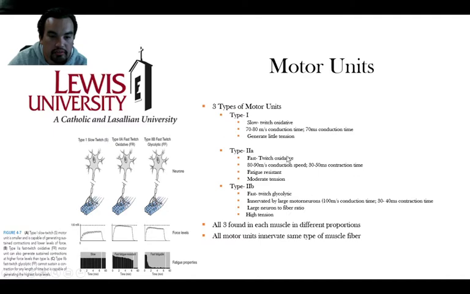Type 2A, these are our fast twitch oxidative muscle fibers, okay? So once again, they're oxidative, so they're using a little bit of oxygen to help transmit those signals and transmit the nutrients it needs to produce that motor unit activation. These are a little bit faster, 80 to 90 meters per second conduction speed. And this is a 30 to 50 millisecond contraction time. So almost half the contraction time that a type 1 slow twitch oxidative muscle fiber has. These are a little bit more resistant to fatigue, and they do create a moderate tension within the muscle.